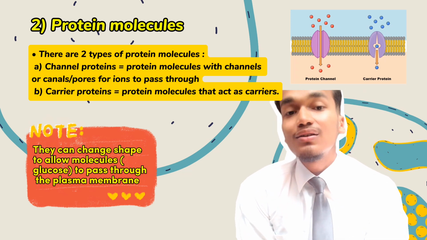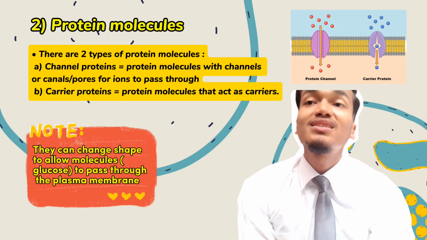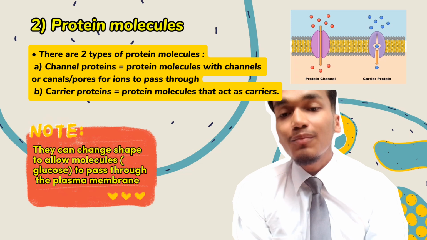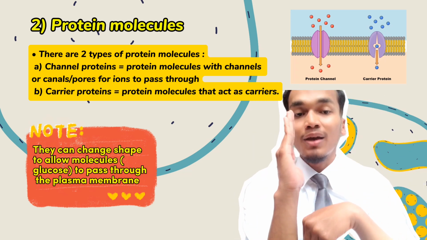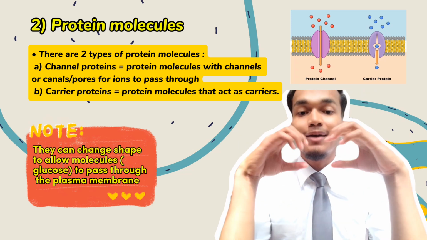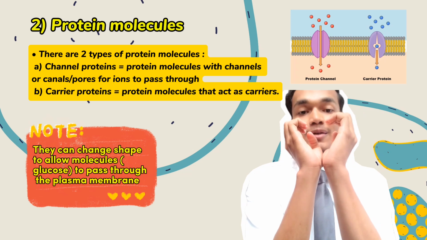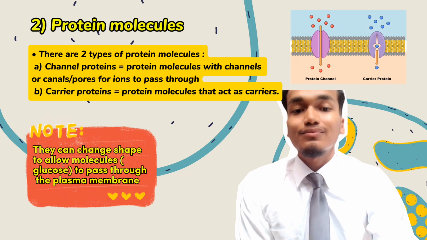Both types of proteins contribute to the plasma membrane functionality by regulating the passage of substances in and out of the cells. Channel protein provides a selective pathway that only ions can move through, while carrier protein facilitates the movement of molecules by changing shape. Imagine this protein: it can change shape to allow substances to move in, and it can change shape to allow substances to move out.